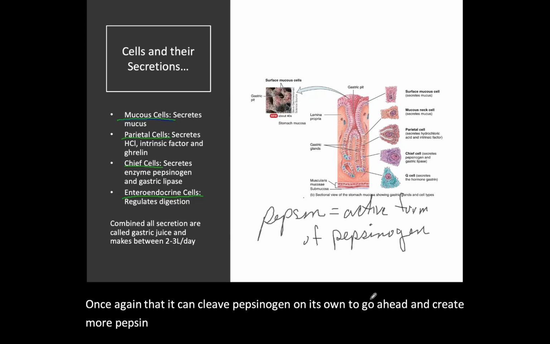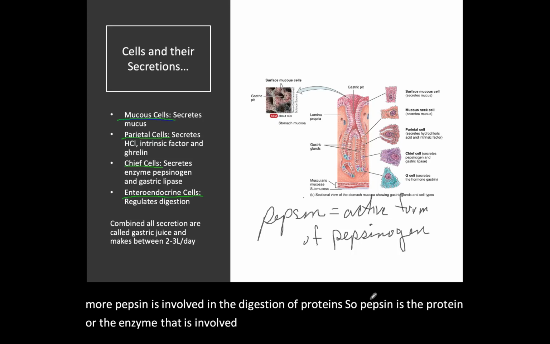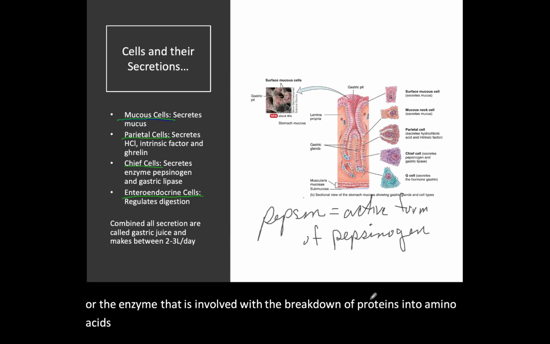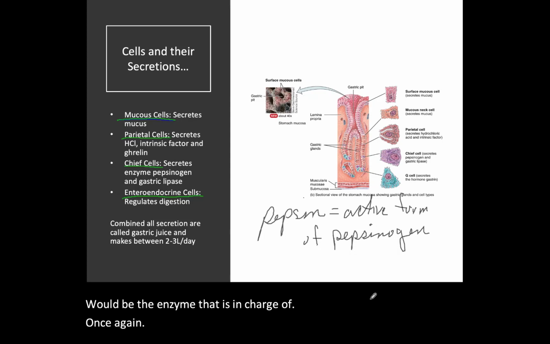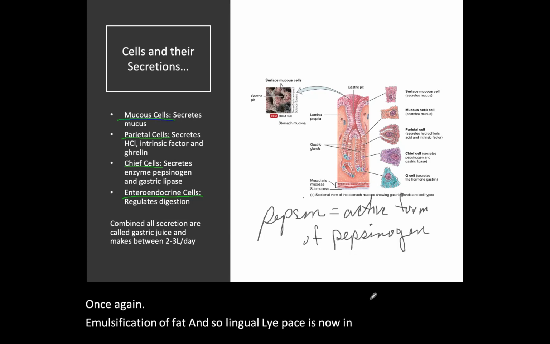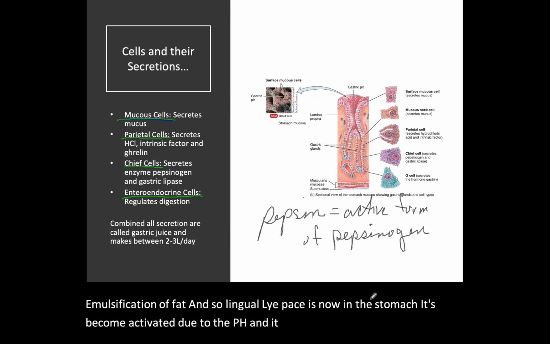Pepsin is involved in the digestion of proteins. So pepsin is the enzyme that is involved with the breakdown of proteins into amino acids. And the other thing that we see secreted from chief cells is gastric lipase. Gastric lipase would be the enzyme that is in charge of, once again, emulsification of fat. And so lingual lipase is now in the stomach. It's become activated due to the pH, and it works in conjunction with gastric lipase. All right.